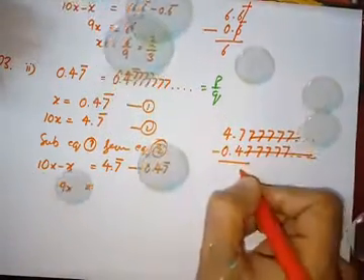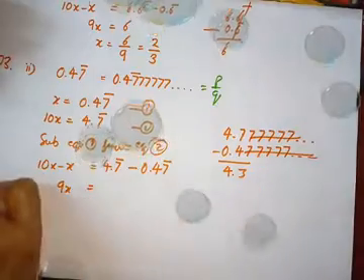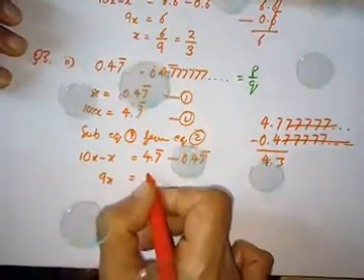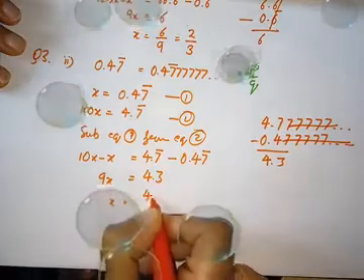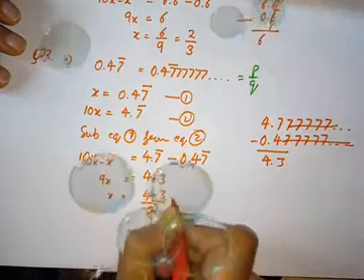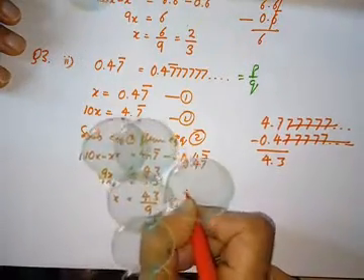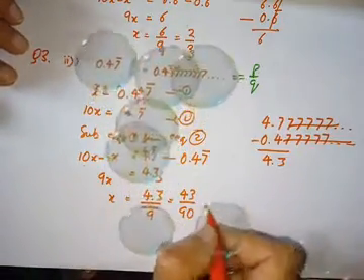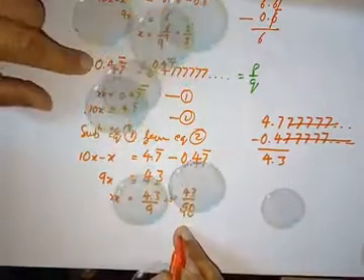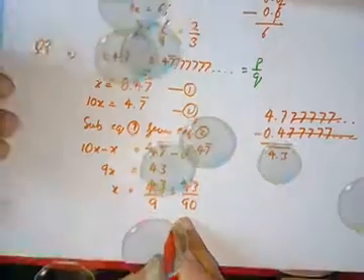So we are left with 4.3. So x is equal to 4.3 divided by 9. Now on removing this decimal, you get 43 divided by 90. So this is a rational number whose decimal representation is 0.47 bar.